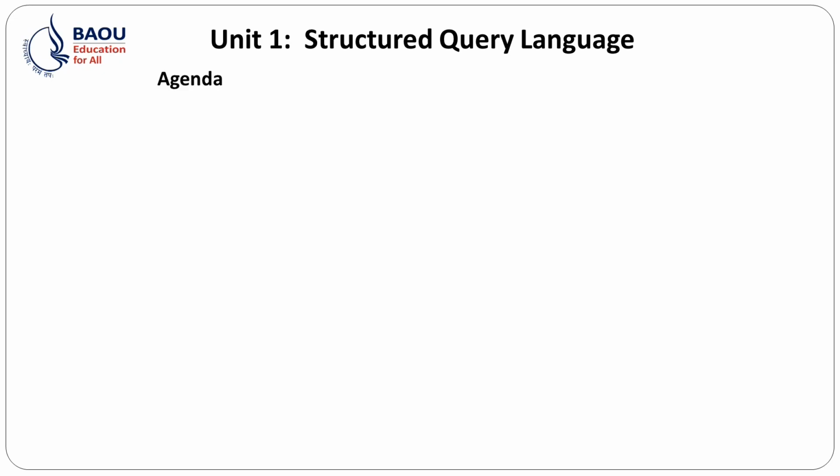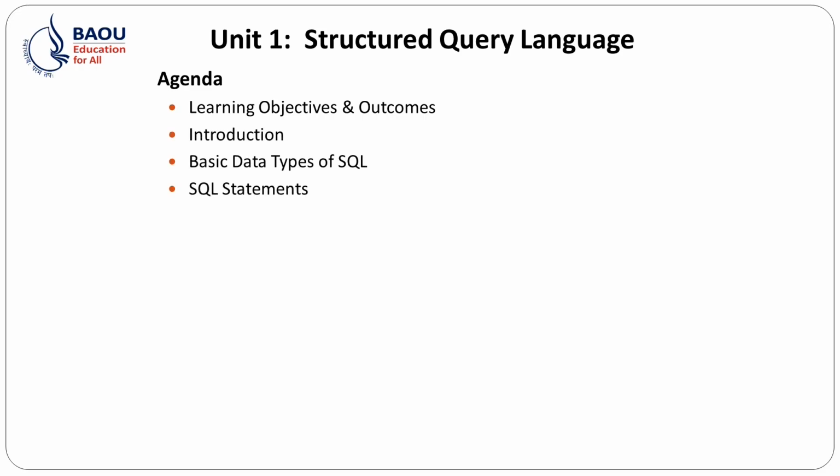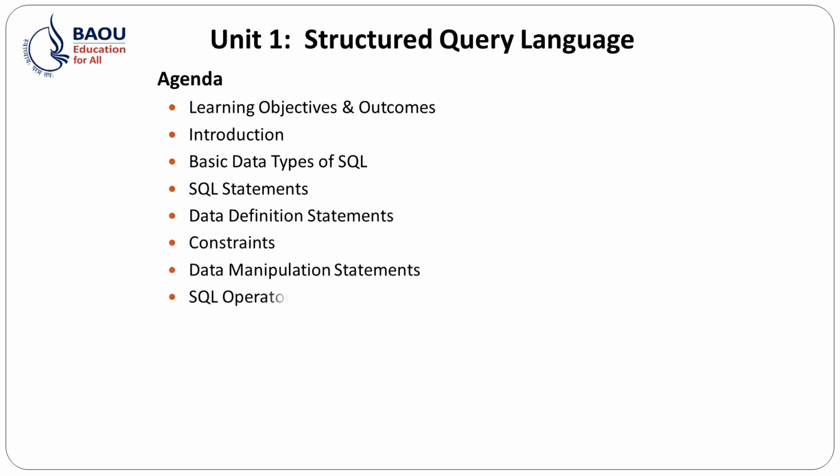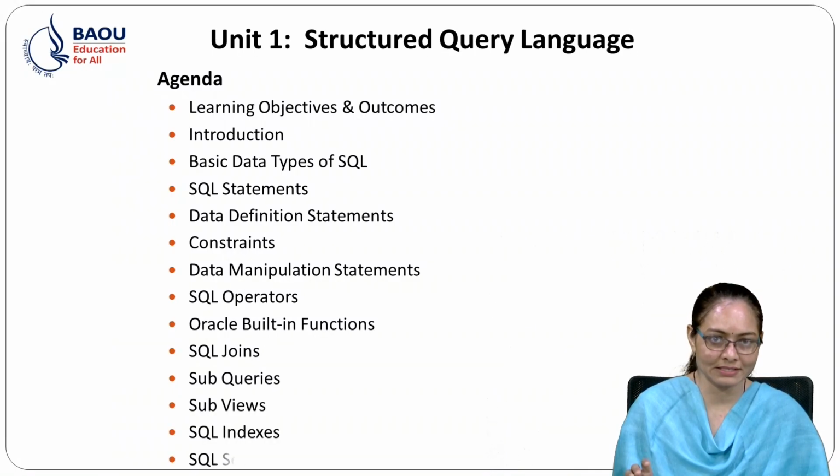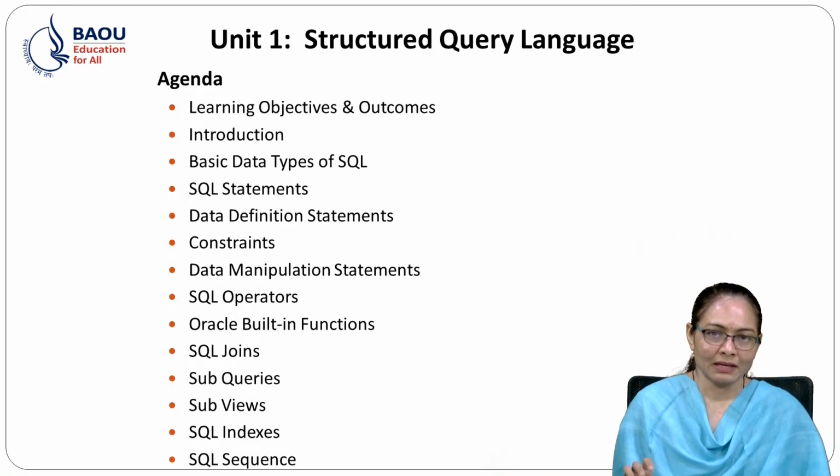First of all, we see the agenda of Unit 1: learning objectives and outcomes, introduction, basic data types of SQL, SQL statement, data definition statement, constraint, data manipulation statement, SQL operators, Oracle built-in function, SQL joins, SQL queries, SQL views, SQL index and SQL sequence. All these topics are included in SQL. After learning all these topics in Unit 1 Block 3, the students will be able to get knowledge about Structured Query Language. In the last session, we already completed up to the SQL built-in function.